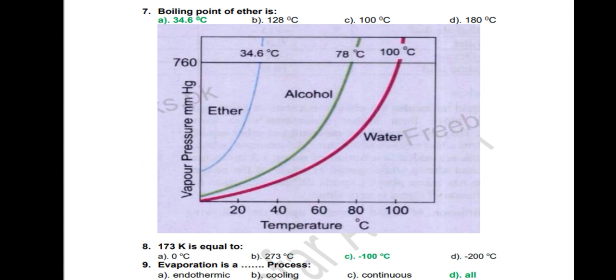Evaporation is a process. Endothermic, that is correct. Cooling, that is correct. Continuous, that is also correct. So we will take option D, including all these factors.